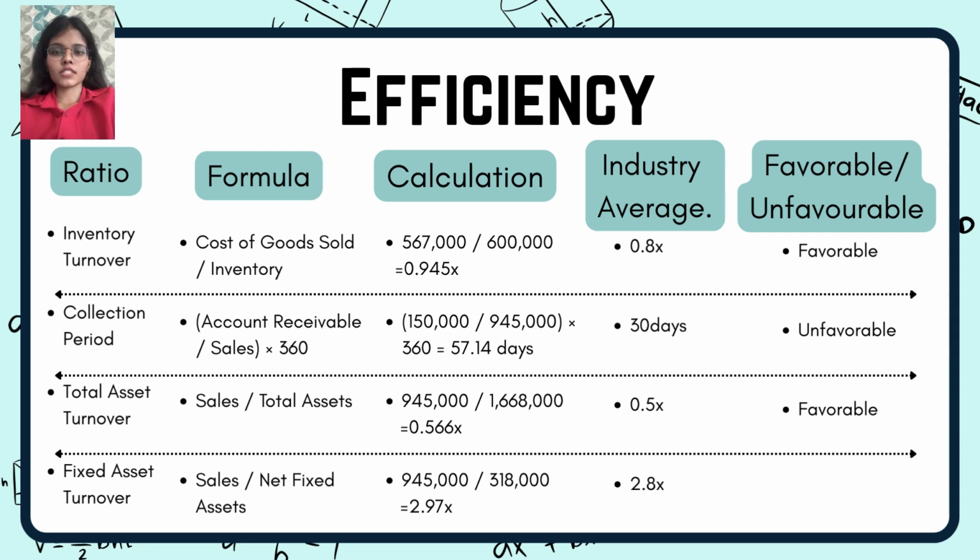Next, we continue with efficiency ratio, which assesses how well KEC is using its asset. For the inventory turnover, the formula is cost of goods sold divided by inventory. Therefore, inventory turnover is 567,000 divided by 600,000, resulting in 0.945. This is better than the industry average of 0.8. This is favorable, showing that KEC is managing its inventory efficiently.